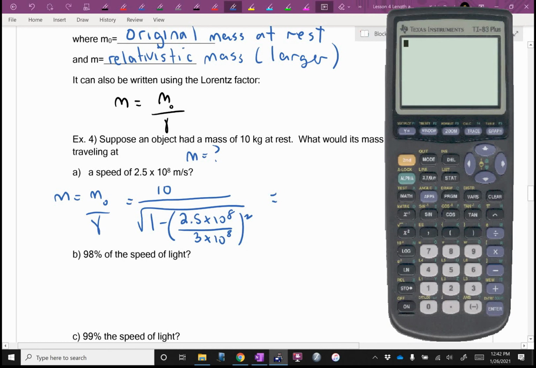I really, really encourage all of you to try typing these in, because this is plug and chug, but it's complicated plug and chug. You really need to know how to type these into your calculator. How would I do this one?